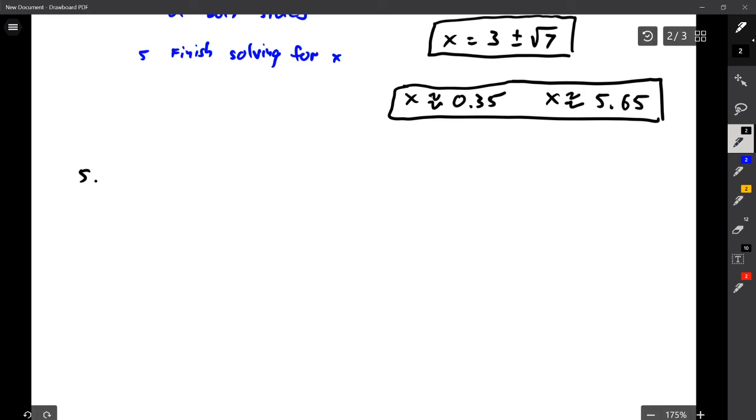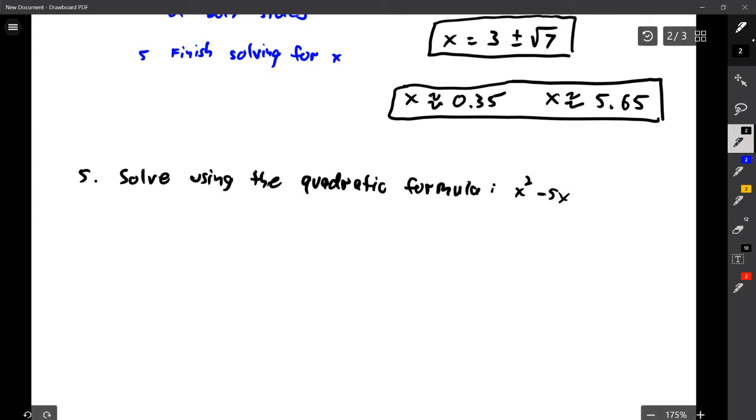Number 5, solve using the quadratic formula. And here's what we want to solve. We want to solve x squared minus 5x equals 7.